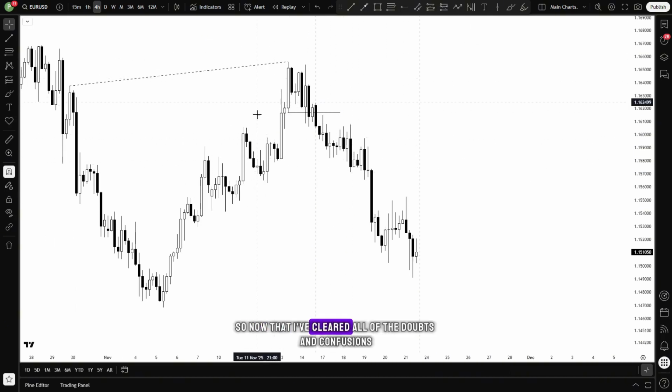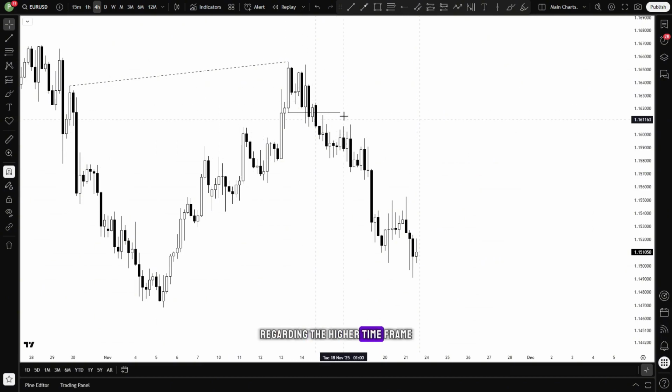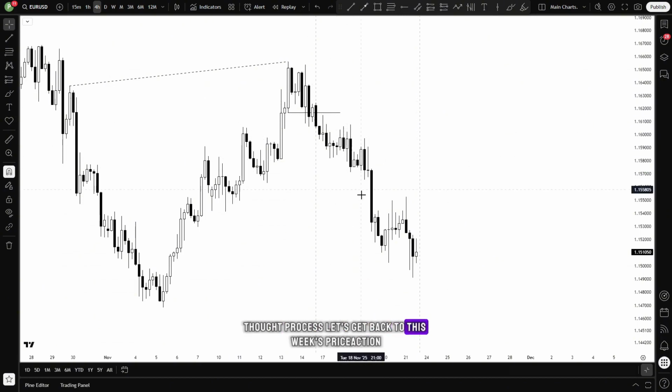So now that I've cleared all of the doubts and confusions regarding the higher time frame thought process, let's get back to this week's transactions and let me walk you through the 3 trades that I personally executed this week, and break down the actual market context behind each one of those trades. Okay, now just to clarify, I took 4 trades this week, but I'll only be breaking down 3 of them.